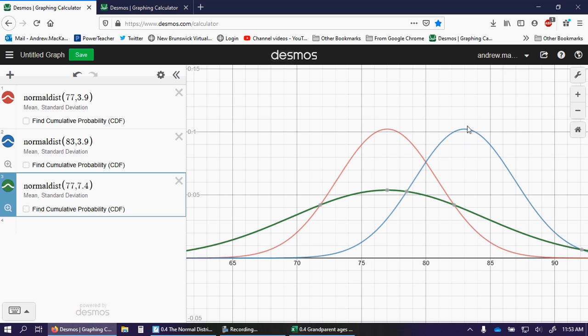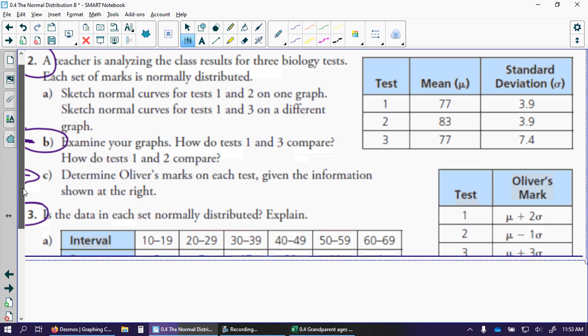And if we look at the graphs of the red and the blue, the blue one has the higher mean. They're about the same shape fundamentally, but this one is just shifted. Whereas if we look at the blue and the green, they have the same mean, but like we figured, the green curve has the higher standard deviation, so it's more spread out, but it's going to be in the same location. So that's the idea behind that question.